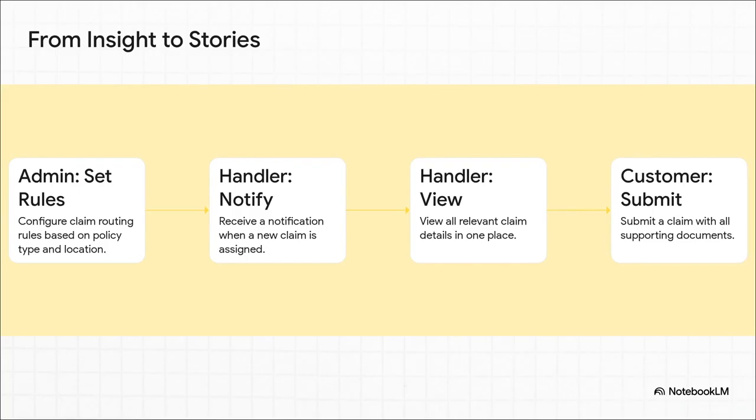So, here's how we make that manageable. That one big request is actually 4 completely different stories for different types of users. First, an admin has to be able to set up the routing rules. Then, a handler needs to get notified that there's a new claim, and they also need a way to see all the details. And of course, a customer has to be able to submit the claim in the first place. See? By breaking it down like this, we create clarity, focus, and small, deliverable chunks of value.